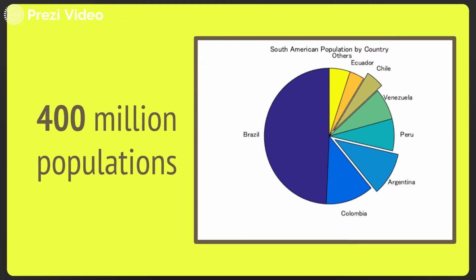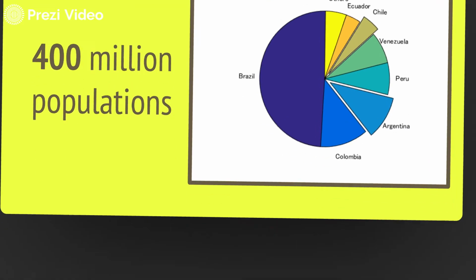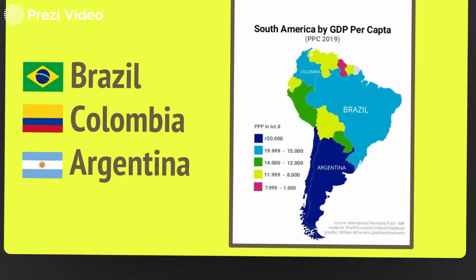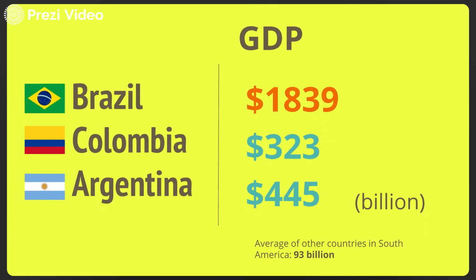As you can see in this chart, Brazil has almost 200 million people. So Brazil is a pretty big country, and also the biggest market in South America. The second one would be Colombia. The third one would be Argentina. These three biggest markets in South America also reflect their GDP. So these three countries have very high GDP in South America.